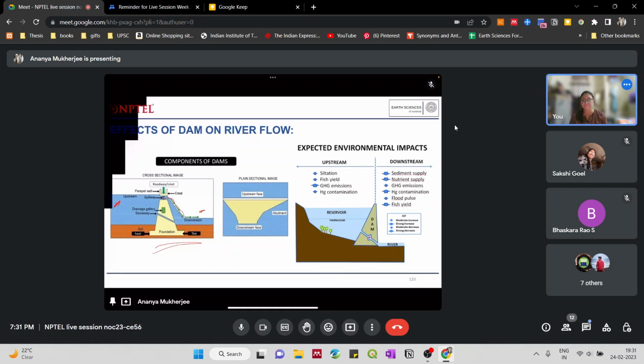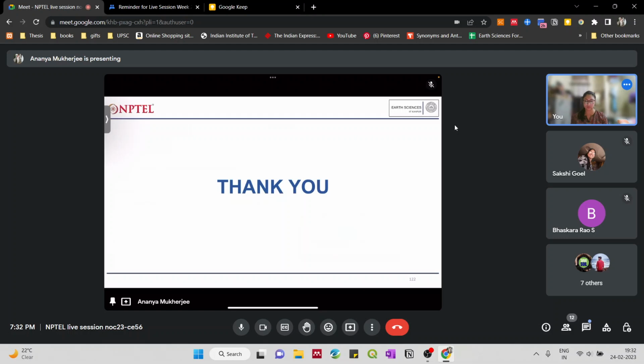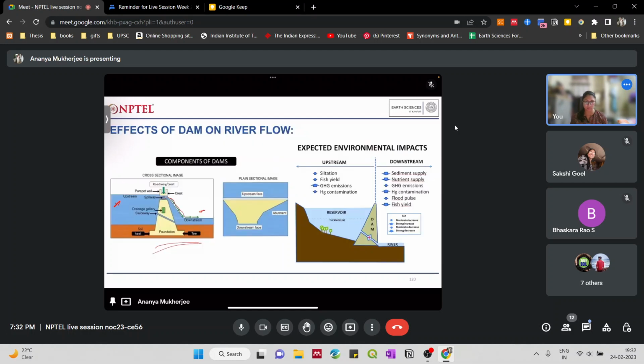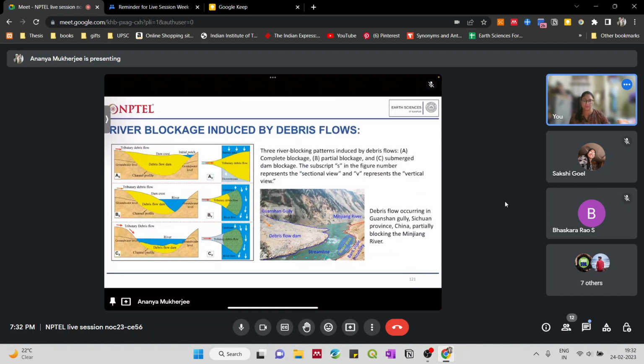Then there is another phenomenon which hinders the flow of the river during the river's lifetime. Sorry, the slide is not changing. Yeah, so that is debris flow.